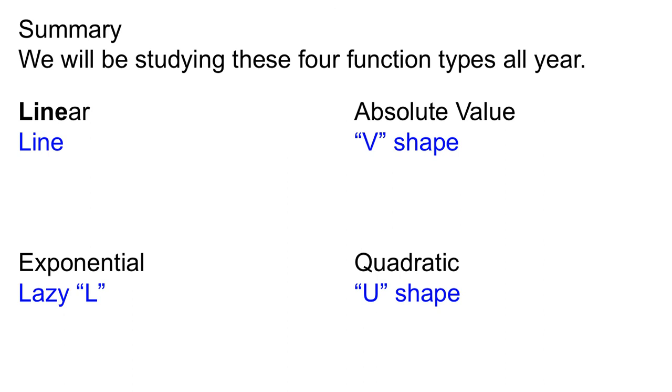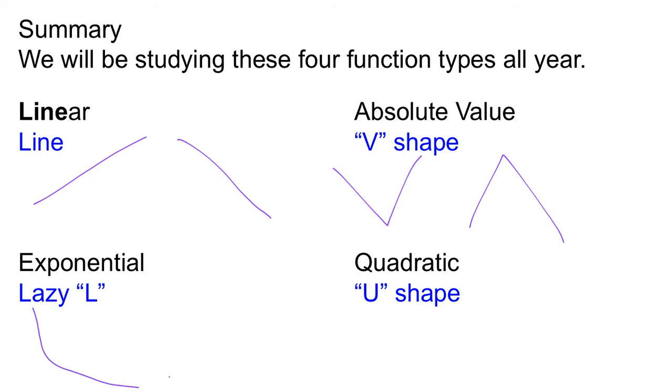Just a quick summary here. You don't have to write this down. You already have it in your table, but a linear function is always going to be a straight line. So it could be increasing or decreasing. Absolute value is always a V shape. That V shape can be going up or it can be going down. Exponential is what I often call a lazy L. So you might see it sloping down like this, or it can be a backwards L sloping up like that.